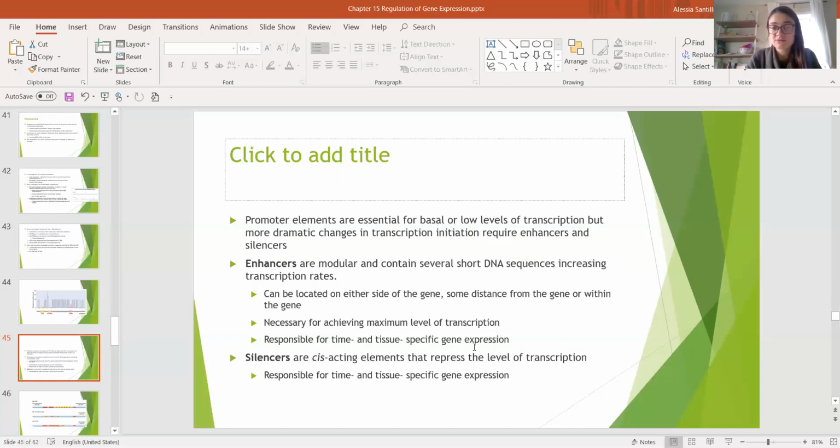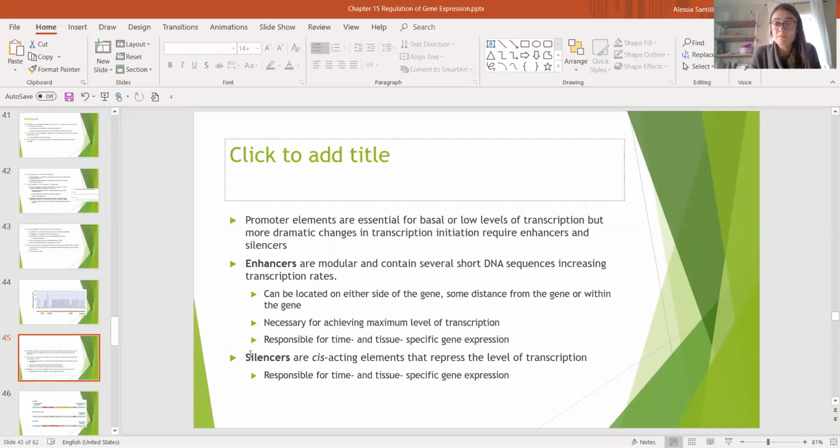They're necessary for achieving maximum level of transcription. So again, remember, a lot of promoters, they're there for just low levels of constant transcription. Enhancers just amp things up. And a lot of times, enhancers are very tissue specific or time specific. So a specific tissue that say is your, I don't know, your muscle tissue, will have specific enhancers, not called muscle enhancers, but enhancers that will make those cells specifically muscle cells. So all of them have in common that particular enhancer.